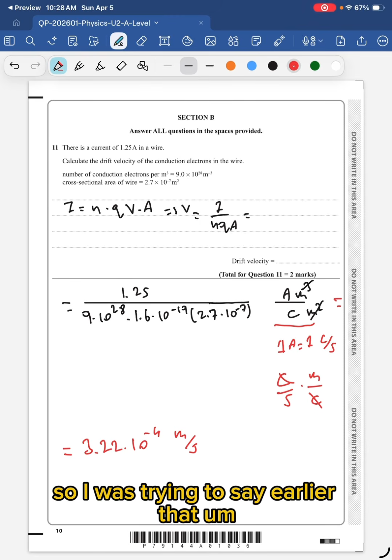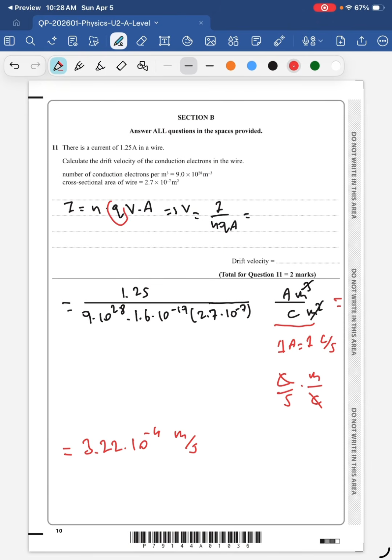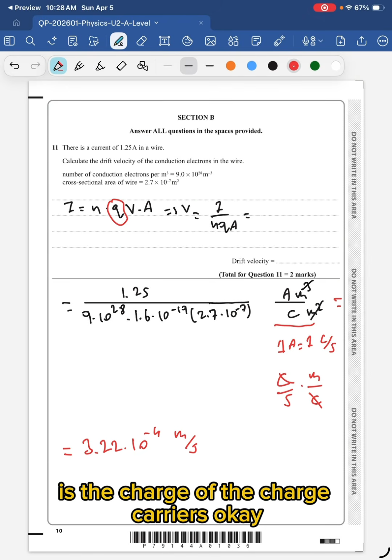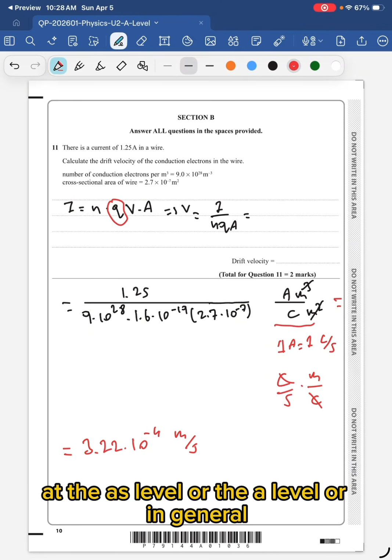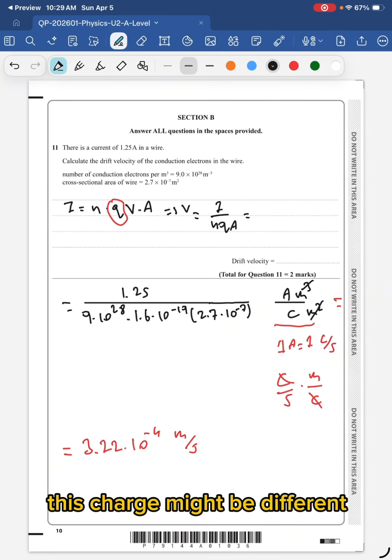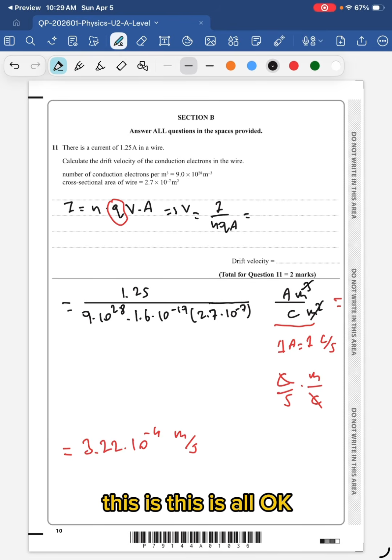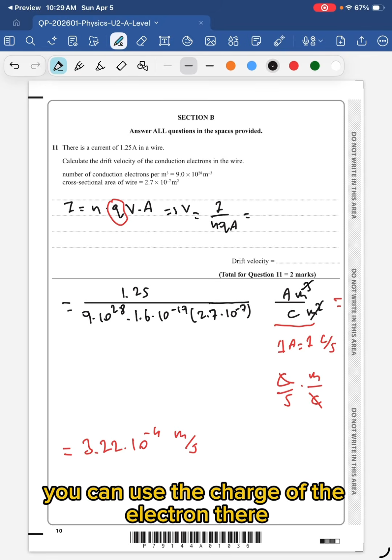Okay, so I was trying to say earlier that this charge in this formula is the charge of the charge carriers. There are materials, I don't know if this ever appears at the AS level or the A level, or in general year 12 or year 13 schools, but this charge might be different than the charge of one electron. They will tell you when that is the case. So for now you can use the charge of the electron there and you're fine.